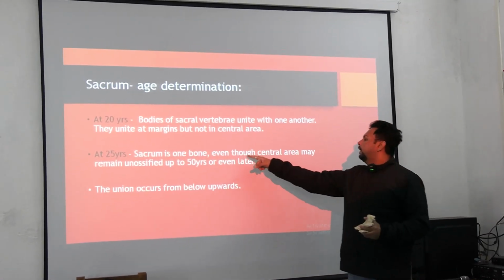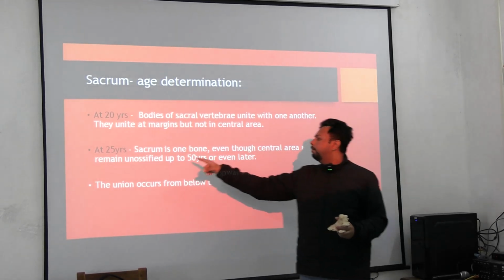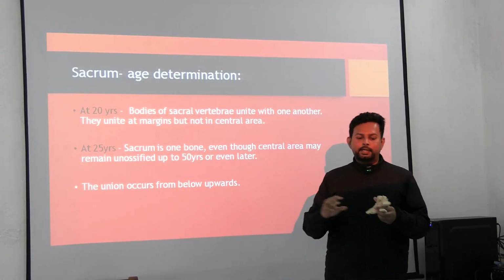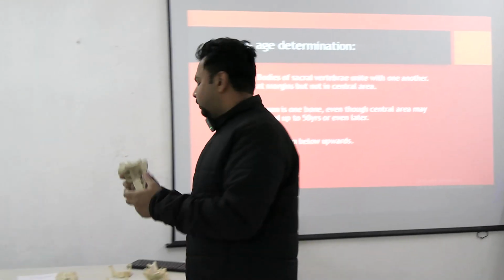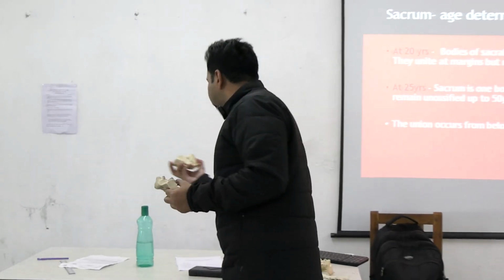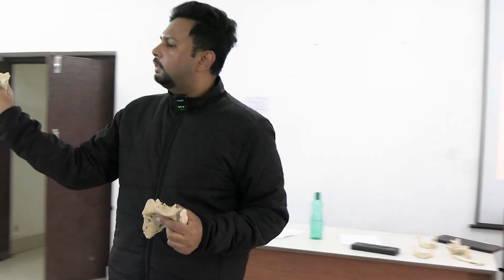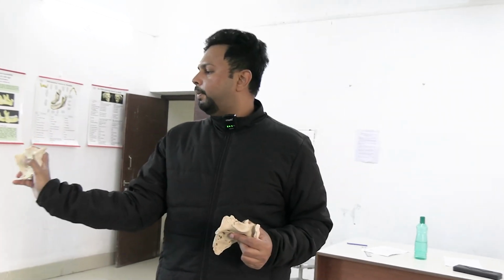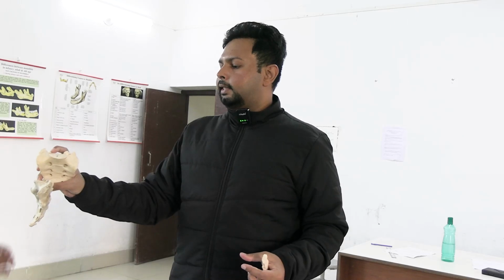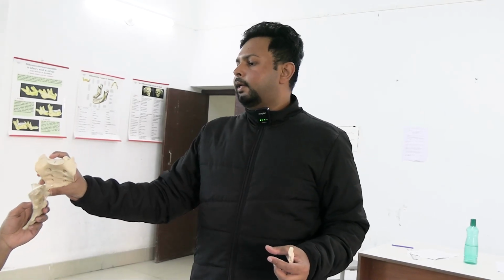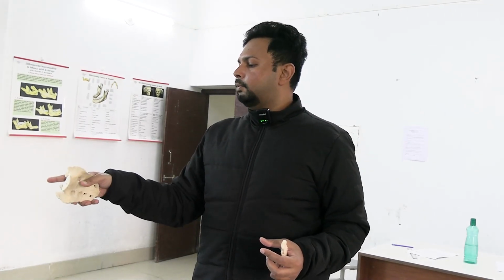See here, even though the central area may remain unossified up to 50 years. Central area means this part. I will show you this. Okay, here it is fused. You see here the fusion is very prominent, right? But here you can see there is a little gap. So sometimes, but it is fused.